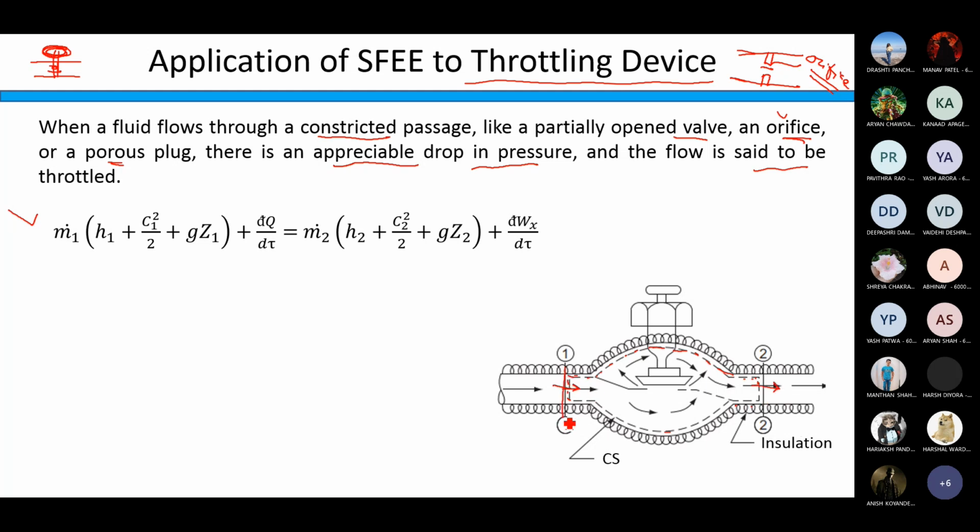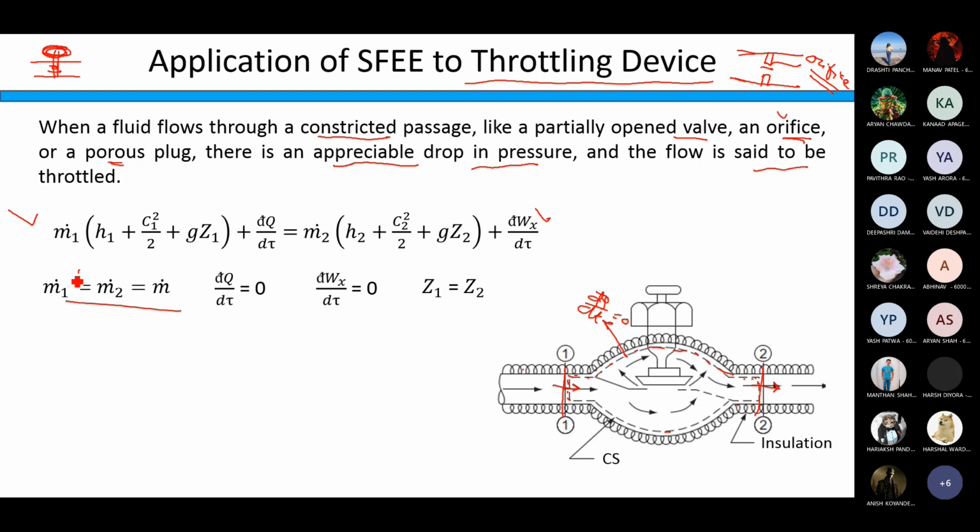So we call this section 1-1, section 2-2, and again, if you observe, this valve is insulated from outside. So the moment you see insulation, it means this term is 0. This term is 0, right? And this is also not a power producing or power consuming kind of device, so this term will also go to 0. So this is the simplification now.